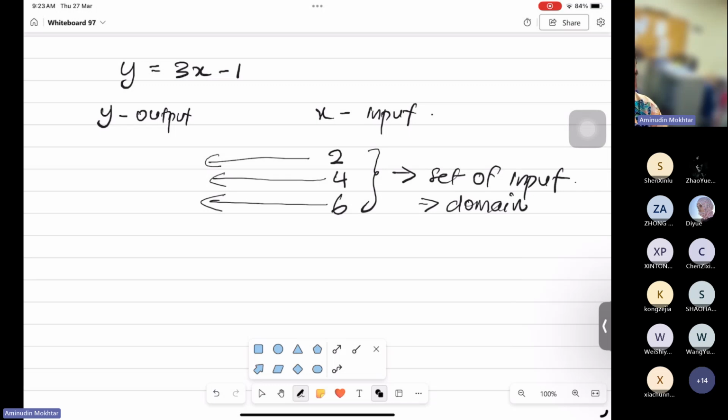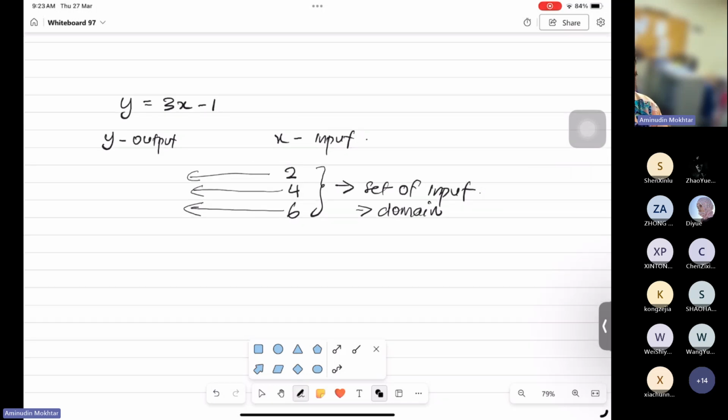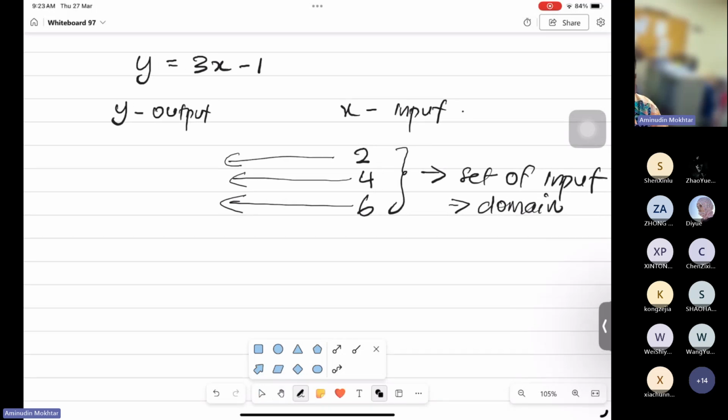So what we should do, we just replace x equal to 2 into the equation. So this is 3 times 2 minus 1. 3 times 2, 6. 6 minus 1 equal to 5. Now we know that when x equal to 2, when the value of input is equal to 2, the value of y, the value of output is equal to 5. That's why the output. Then the next number of x, when x equal to 4, what happened to y?